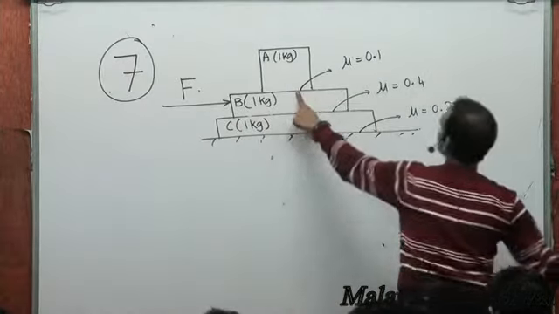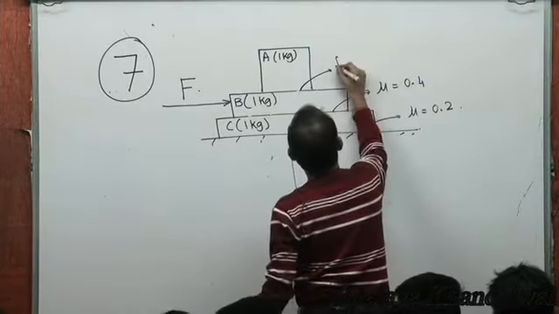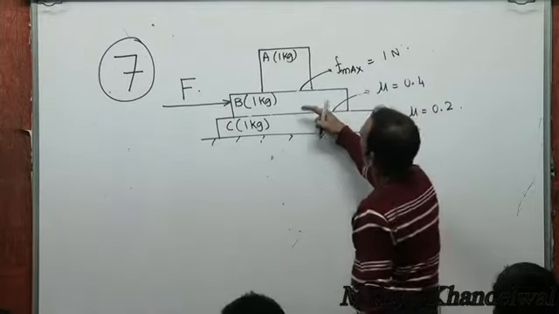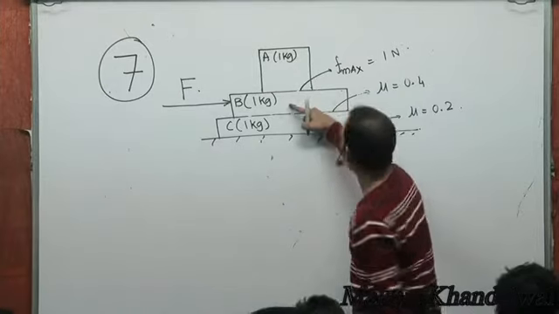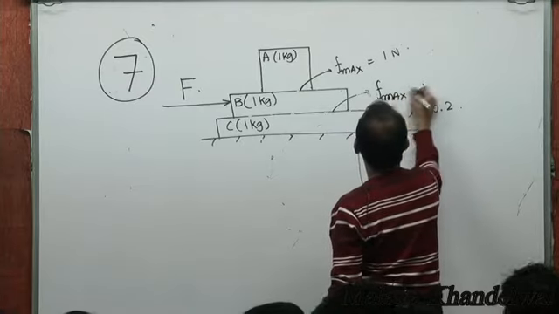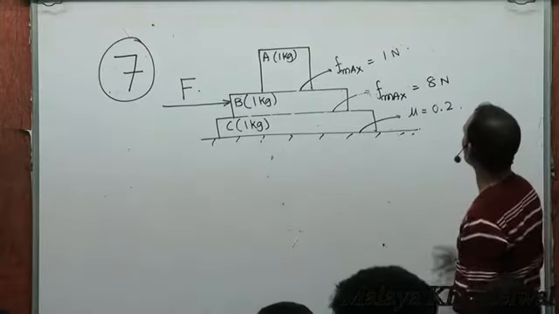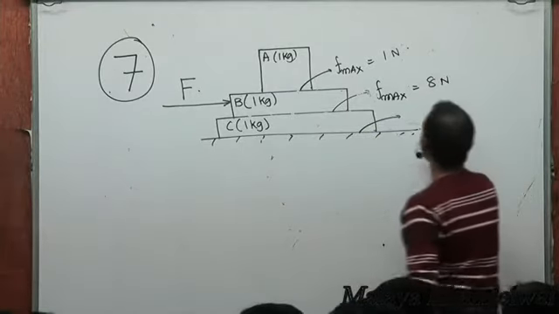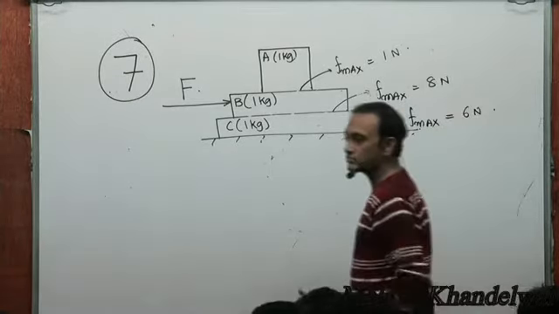Mu is 0.1, which means maximum static friction between the two is going to be 1 newton. Now 20 newtons is the normal reaction between B and C. 20 newtons, yes or no? Right? 20 into 0.4, which is 8 newtons. Yes or no? Then this would be 3 into 0.2 into 10, which is 6 newtons. This is the state, right?